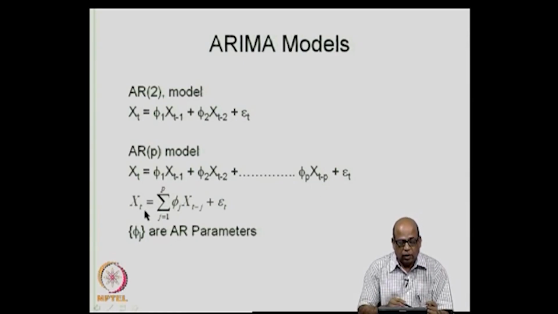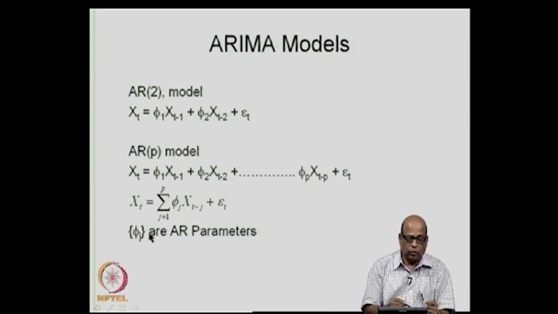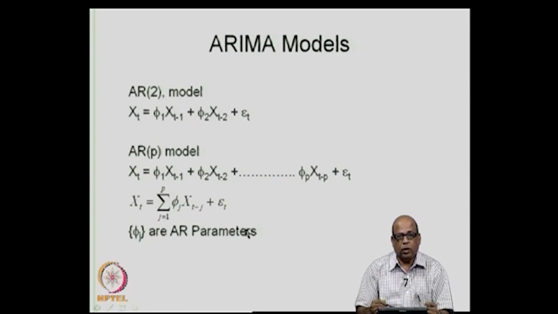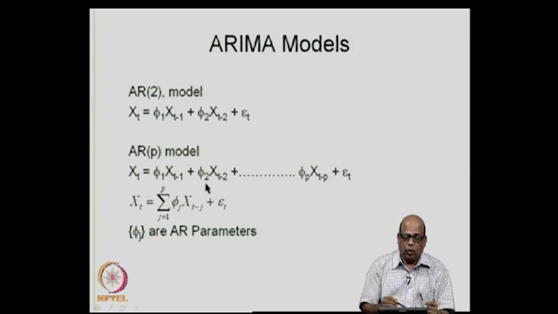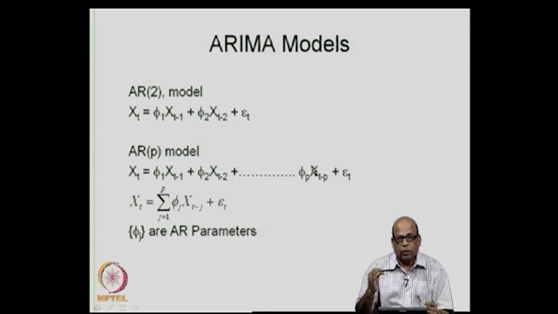So, you write this in a more compact form as x t is equal to the sum over j is equal to 1 to p of phi j x t minus j plus epsilon t. These phi j's are called the AR parameters, the autoregressive parameters. So, given any model of this type, we should be able to estimate phi 1, phi 2 etcetera from the data. So, you have the data on x t, you write a model like this. There must be a way of estimating these parameters, which we will see subsequently how we do this.